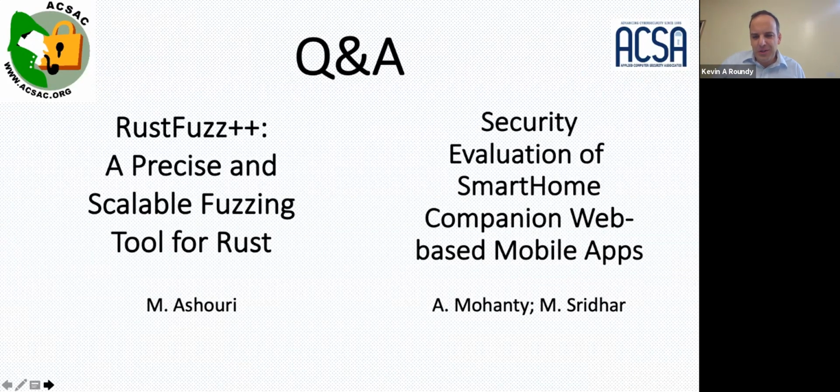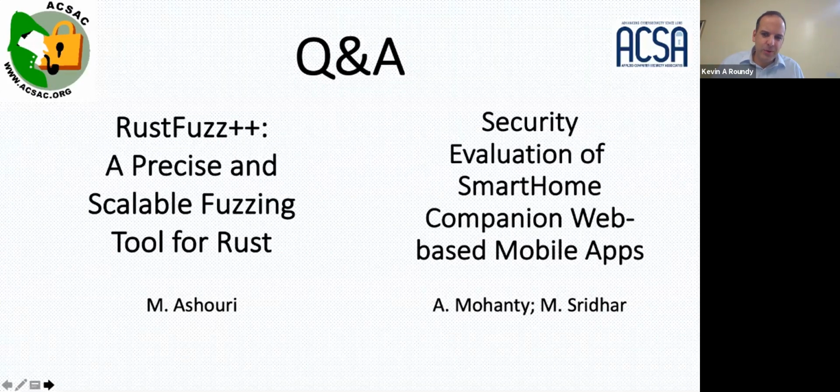All right, I've got a question. I love both of these posters because they're a lot of very high impact tools. Were there any surprises, Mr. Mohanty, in the types of vulnerabilities that you were finding in the web-based mobile apps, or any hint at what are some of the most common pitfalls that you see in these applications?